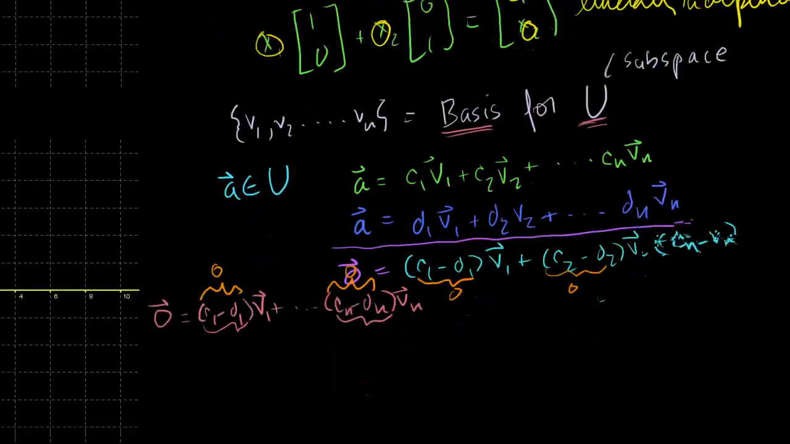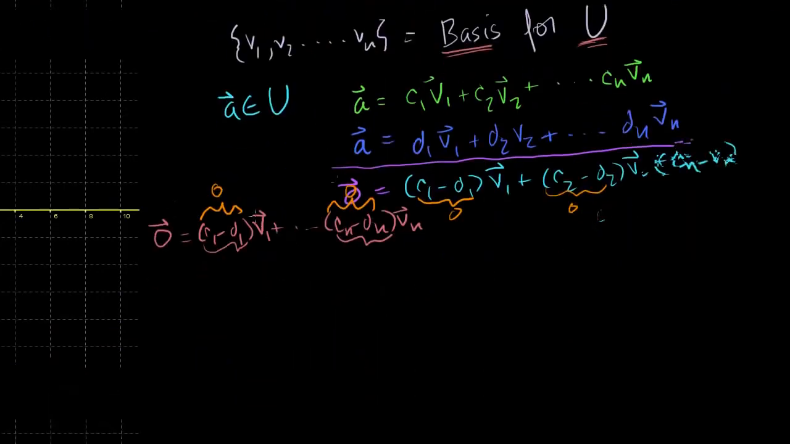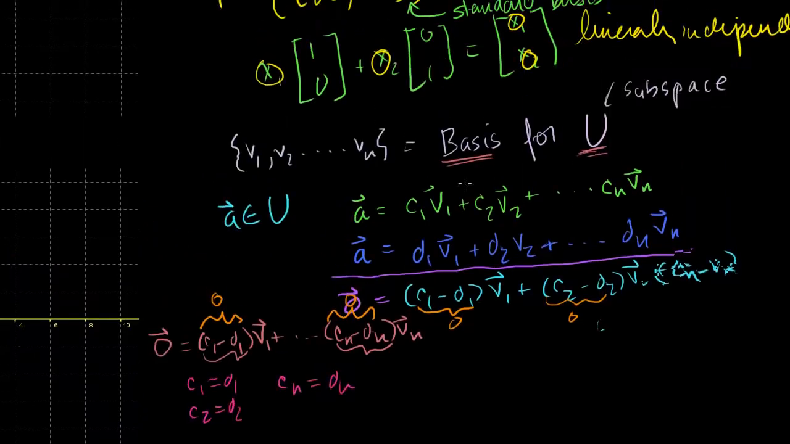So if all of those constants are equal to 0, then c1 is equal to d1, c2 is equal to d2, all the way to cn is equal to dn. So by the fact that it's linearly independent, each of these constants has to be equal to the other. And that's our contradiction. I assumed they're different, but the linear independence forced them to be the same. So if you have a basis for some subspace, any member of that subspace can be uniquely determined by a unique combination of those vectors.